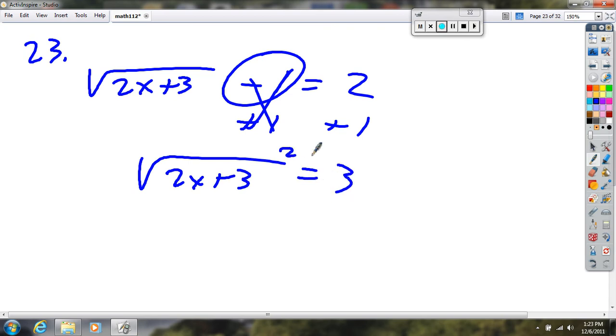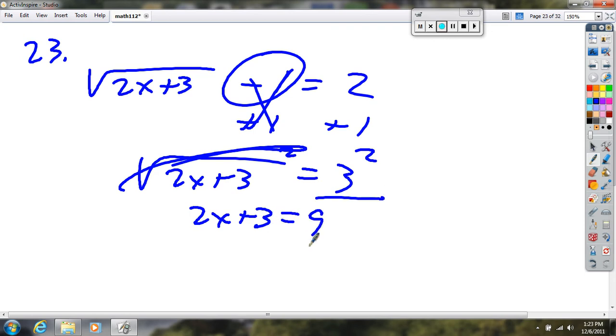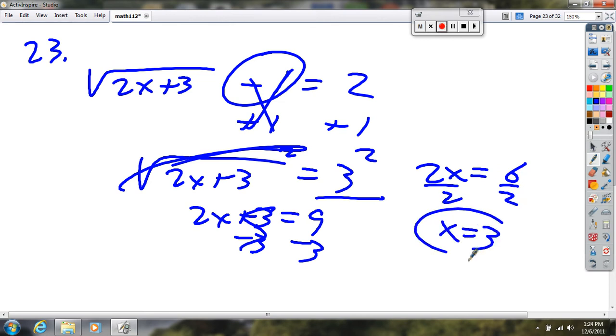I square both sides. The square root of the square cancels. That leaves me 2x plus 3 equals 3 squared here is 9. Subtract 3 from both sides. The 3's cancel. I have 2x equals 9 minus 3 is 6. Divide by 2. X equals 3.